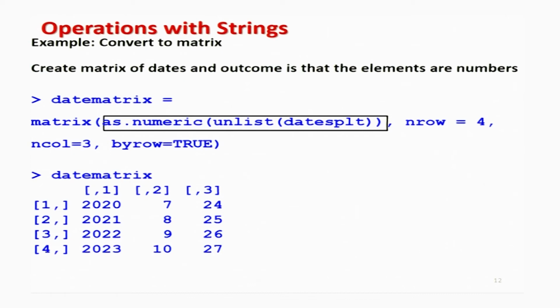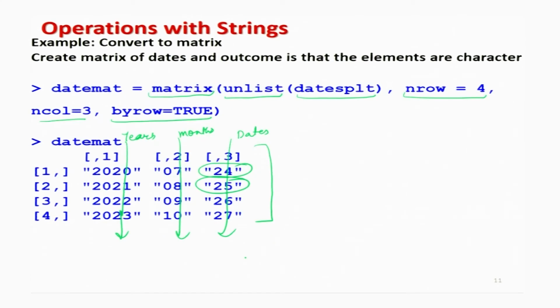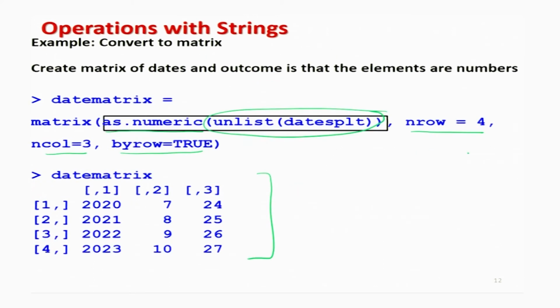So now you can use as.numeric, and then you take the data that you have obtained through the unlist of the date split data vector. Again you use nrow equal to 4, ncol equal to 3 and byrow equal to TRUE, and now you get the same outcome. If you compare it with the earlier outcome, when you used only unlist, it gave you the data in the format of characters. But if you use numeric over this data, now this gives you numeric values.